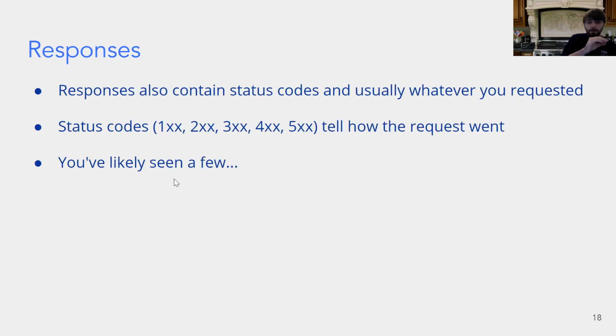And so speaking of giving it back to you, now we've talked about requests. Now we can talk about responses. So responses are pretty similar to requests. One of the key differences here is that your response will have status codes. And status codes exist as 100 something, 200 something, 300 something, 400 something, 500 something. And they'll tell you how your request went. And you've probably seen at least a few different status codes.